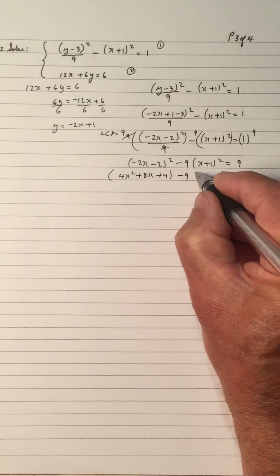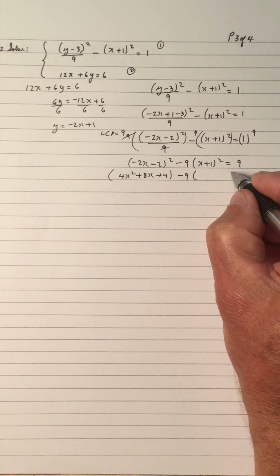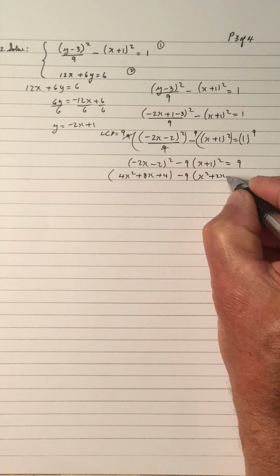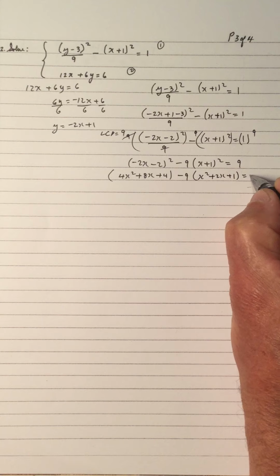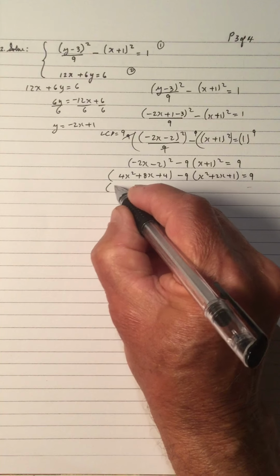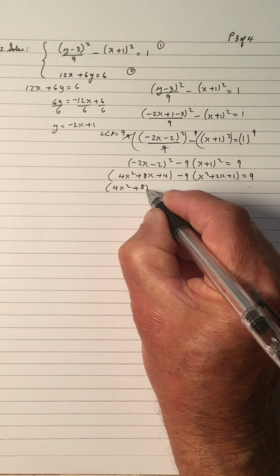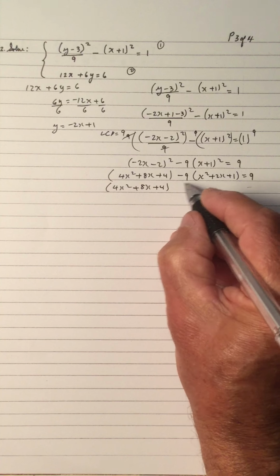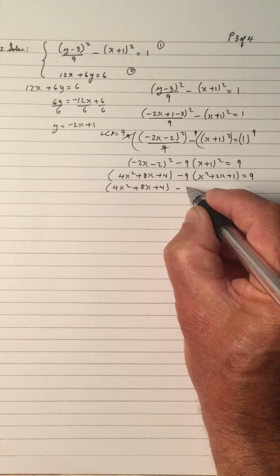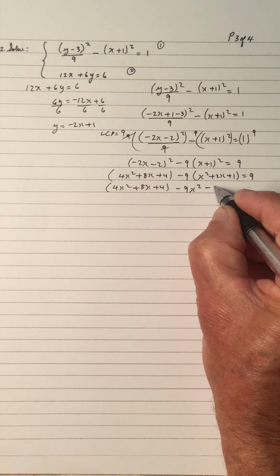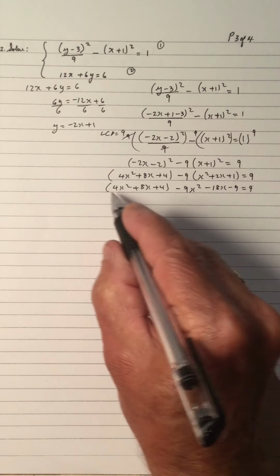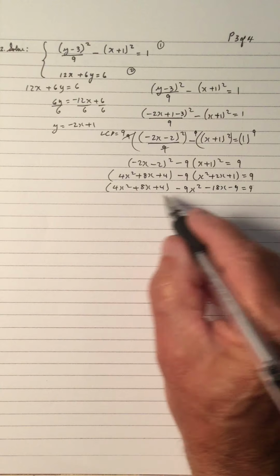And we'll square the next binomial, and that gives us x squared. The product is 1x doubled, which is 2x, and 1 squared is 1, equals 9. Now we have to multiply next by PEMDAS, so we'll leave 4x squared plus 8x plus 4. Multiply by negative 9 gives us negative 9x squared minus 18x minus 9 equals 9. I didn't need the brackets here when I squared it, but I have them there.